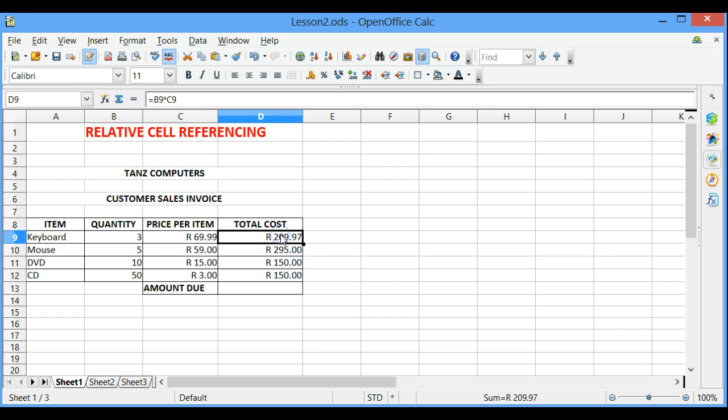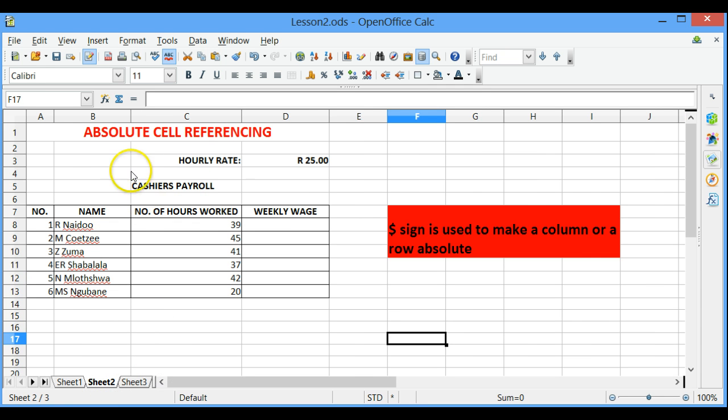Remember that we typed in cell D9 is equal to B9 times C9, and the computer automatically adjusted it in cell D10 to is equal to B10 times C10. So this is an example of relative cell referencing. Let us move on to absolute cell referencing.